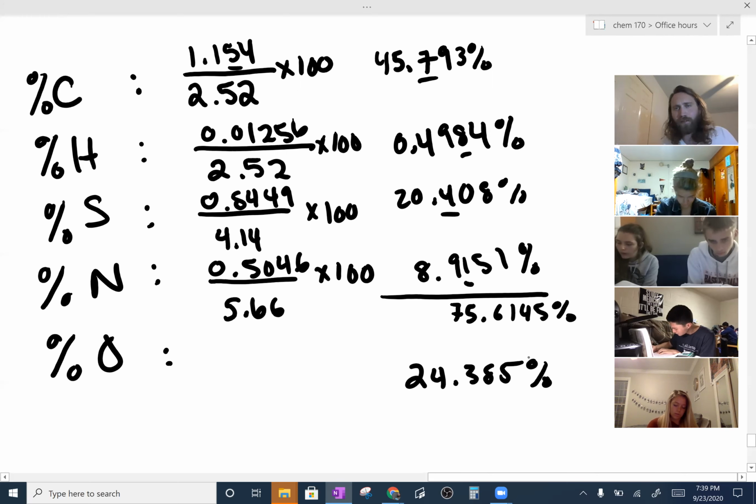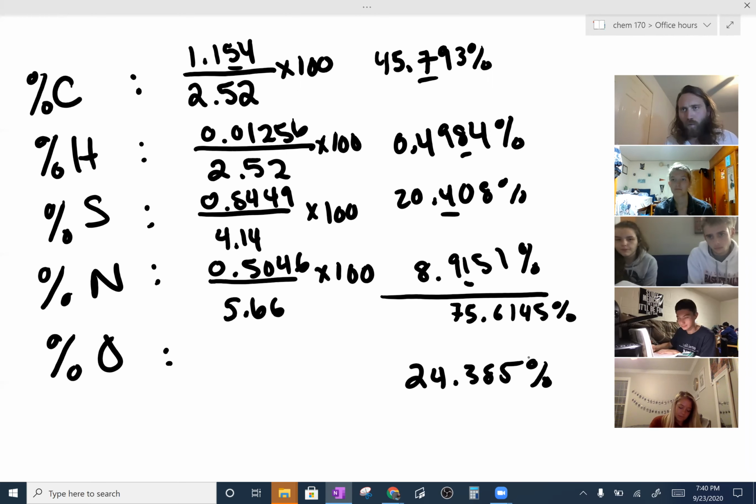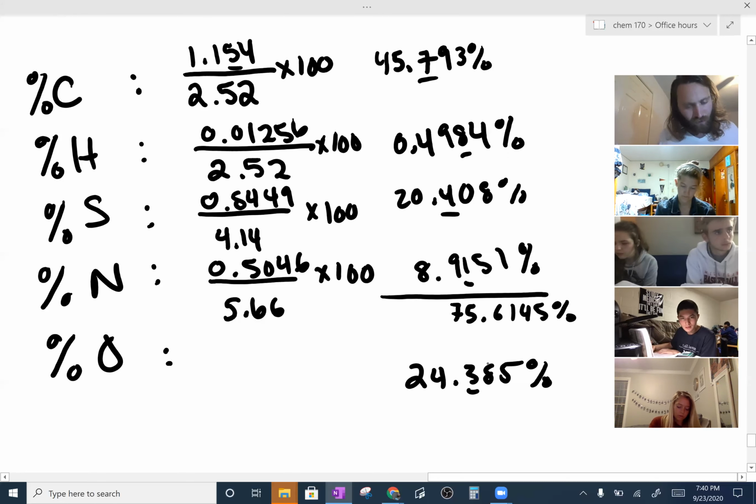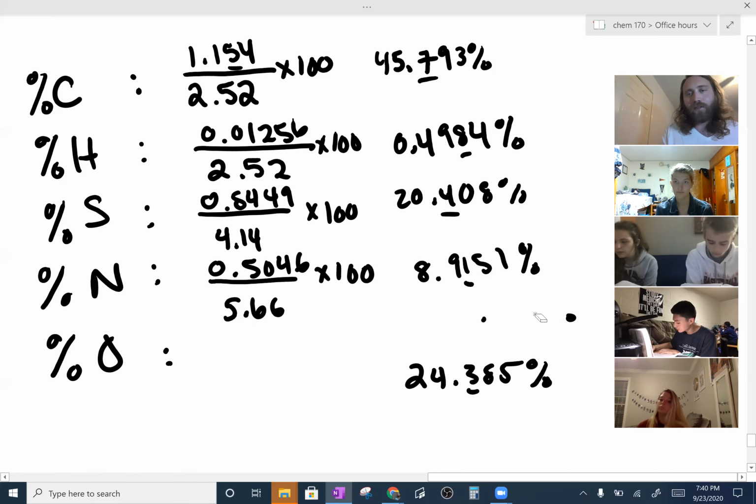Does everybody see what I did there? And as a matter of fact, since I'm adding all these up, I think I can only keep to this digit. So I have to that digit, 3 sig figs still. Okay, so now I have the percentages of all of the compounds.